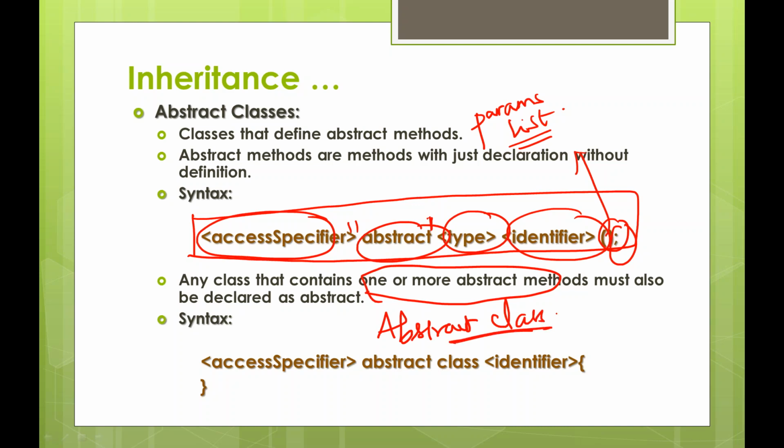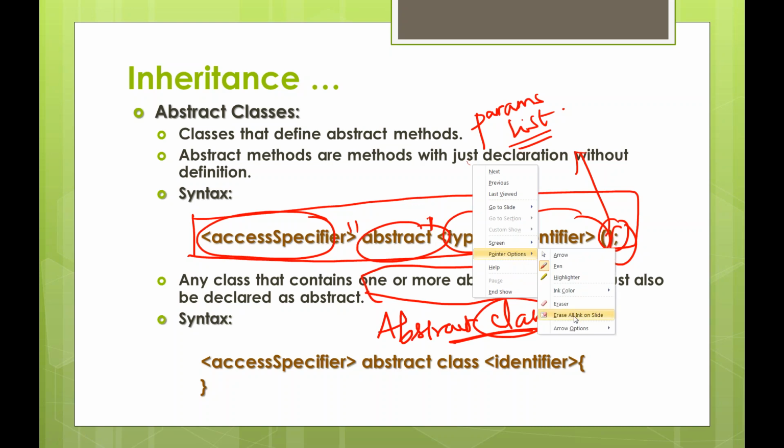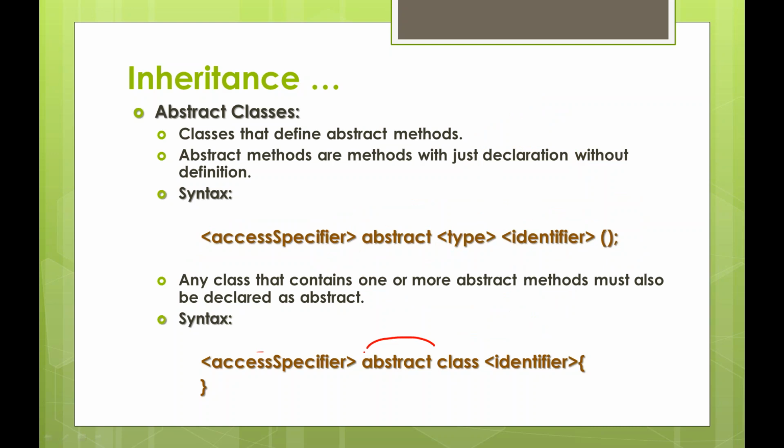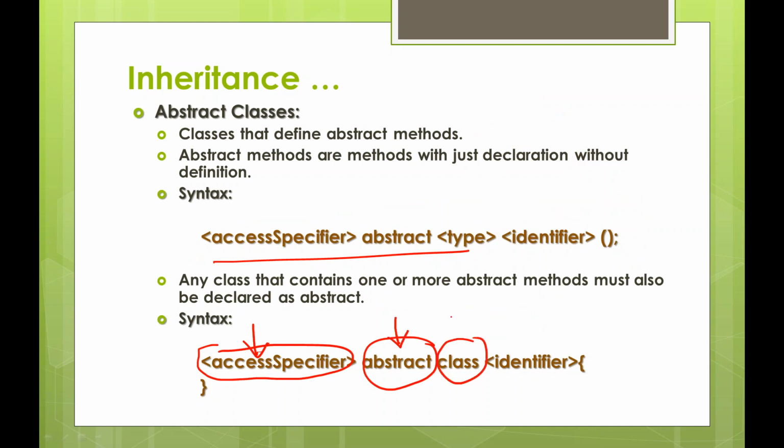That particular method is called as abstract class. Okay, abstract class, for defining an abstract class you should use the abstract keyword, similar to your abstract method definition or declaration. This is your access specifier. We use the abstract keyword, the class keyword, and then the identifier and class body.